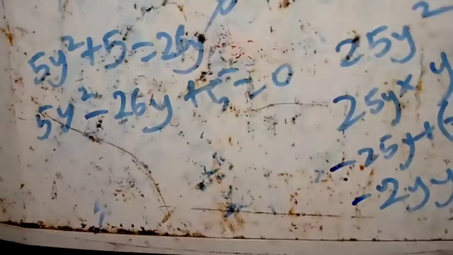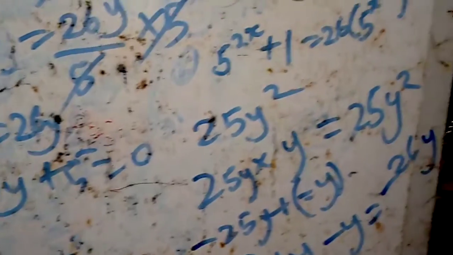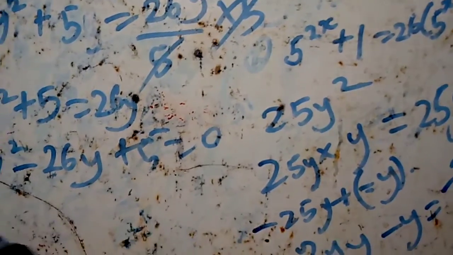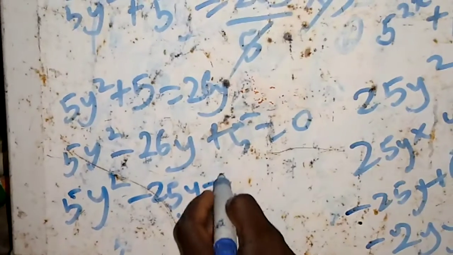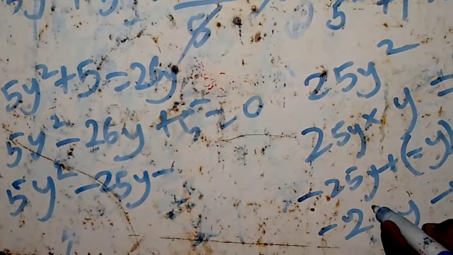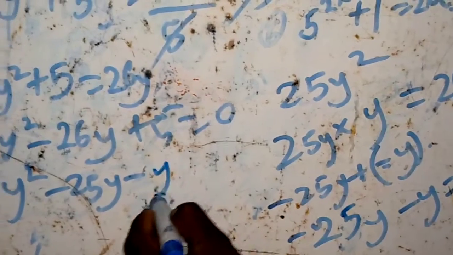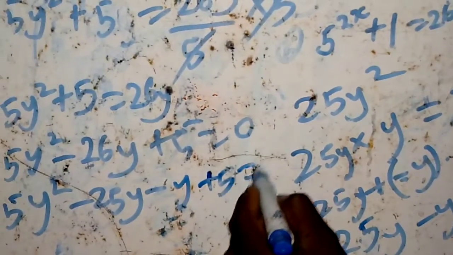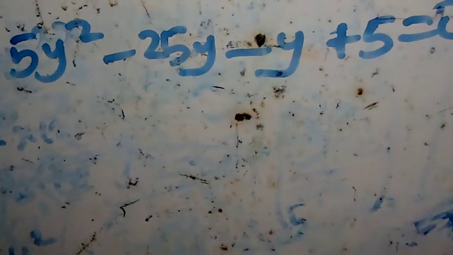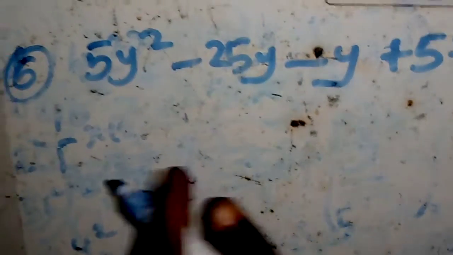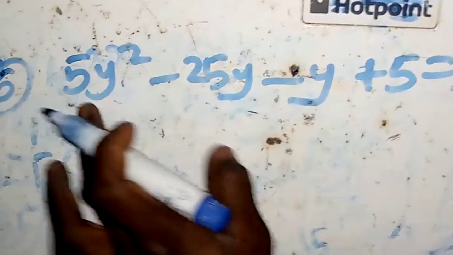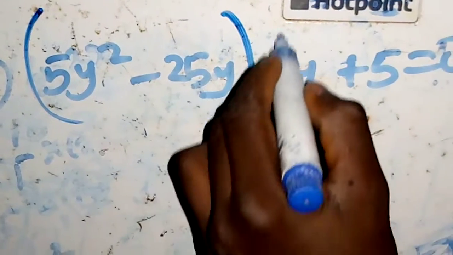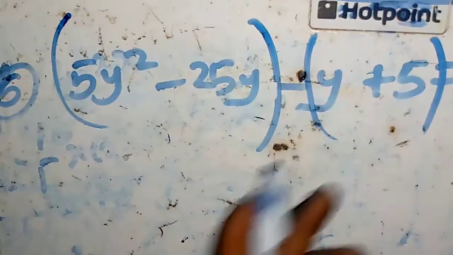So minus 25y plus minus y equals minus 26y, and minus times minus gives plus 25y squared. We substitute this for minus 26y: 5y squared minus 25y minus y plus 5 equals 0. We put it in brackets since we've substituted our minus 26y. What's left? Minus is at the center.